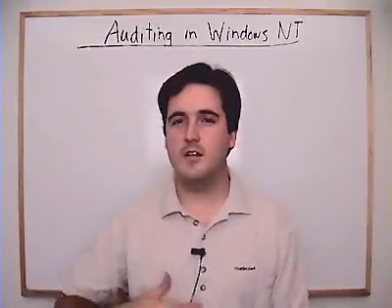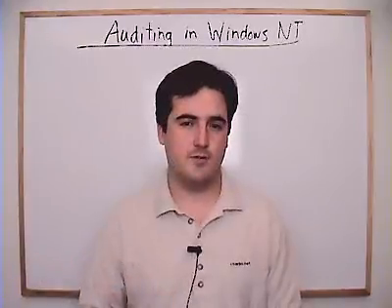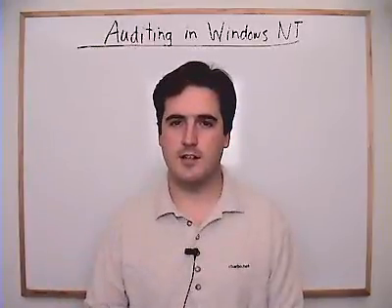Okay, so what are the two reasons to set up auditing? Well, number one would be to try to catch a hacker, try to catch somebody who's doing something they're not supposed to do. In that case, what we're going to do is audit for failed events. We're going to try to see when someone has attempted to log in unsuccessfully, attempted to access a resource unsuccessfully.